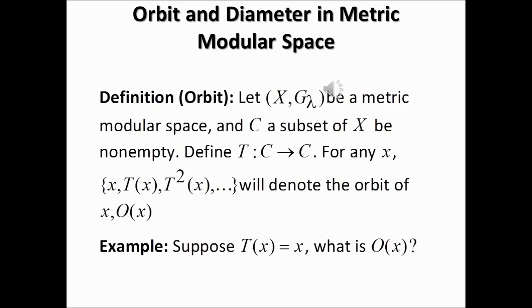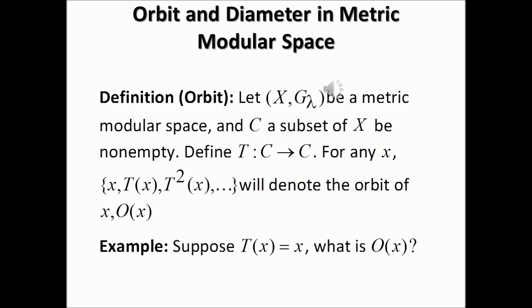So for any x in the set X, we define the orbit of x to be the set of elements x, T(x), T squared of x, T to the power 3 of x, and so forth. Note the powers here are meant in terms of composition of functions. So let us consider an example.